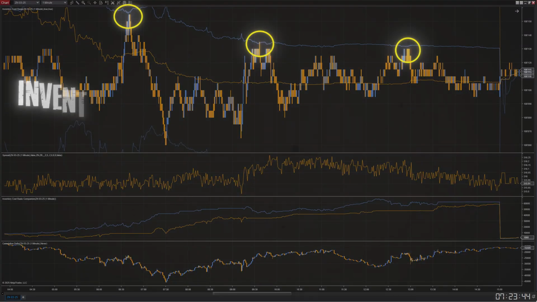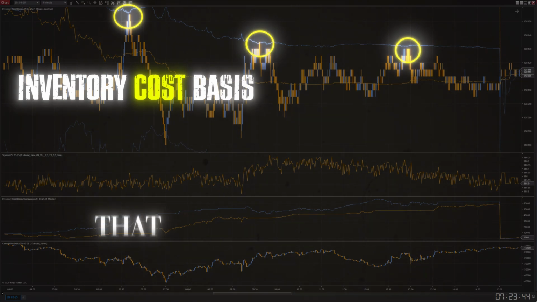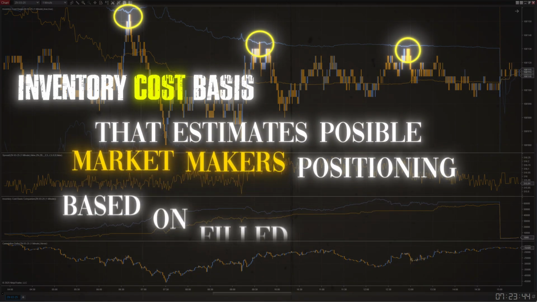And more broadly speaking, tracking existing positions can potentially identify opportunities. There are models like my inventory cost basis that estimates possible market maker positioning based on filled limit orders. These models aren't as useful when there's a trend, but if nothing is going on and the market maker is in charge, such models can be very impressive.